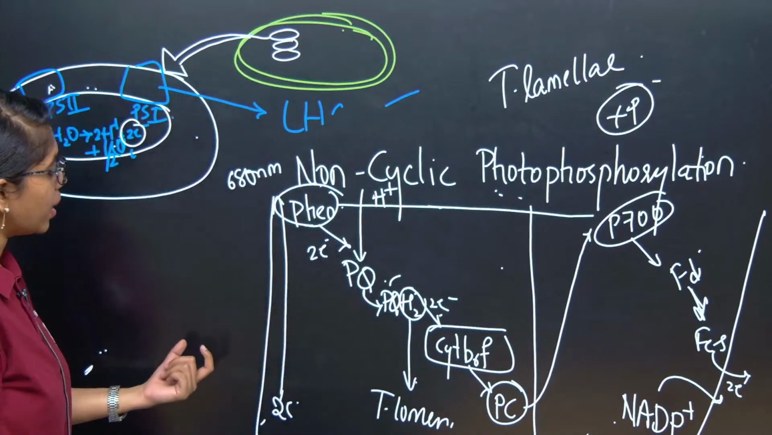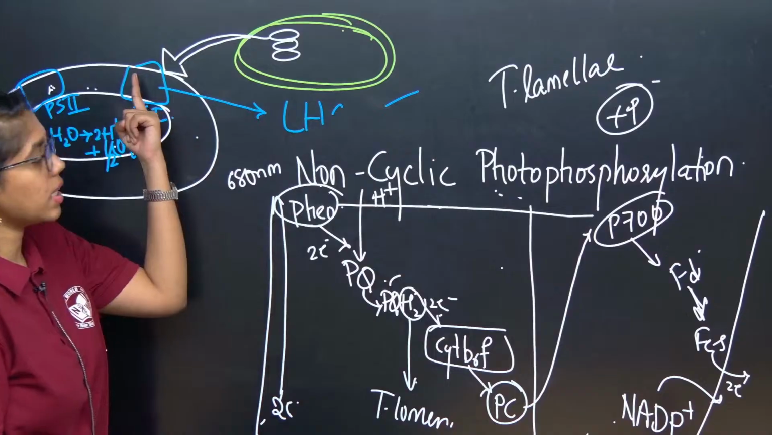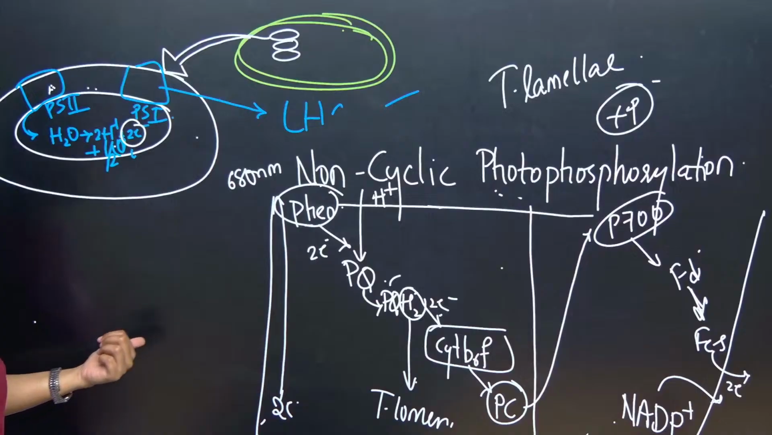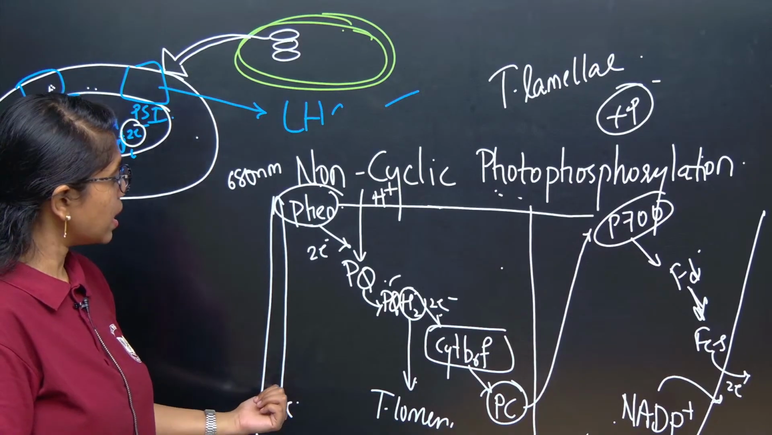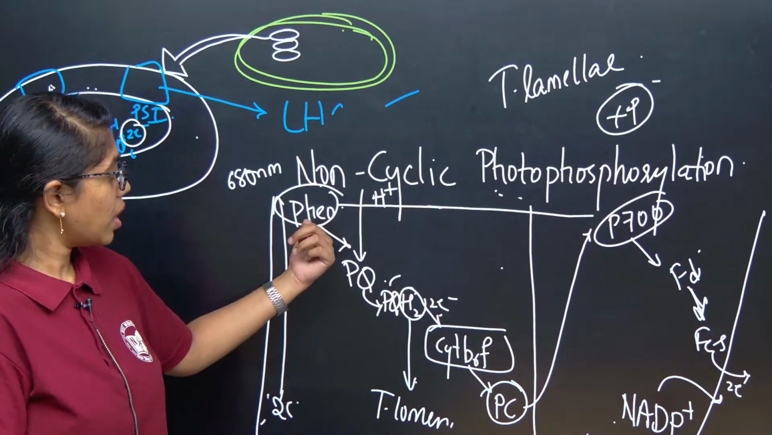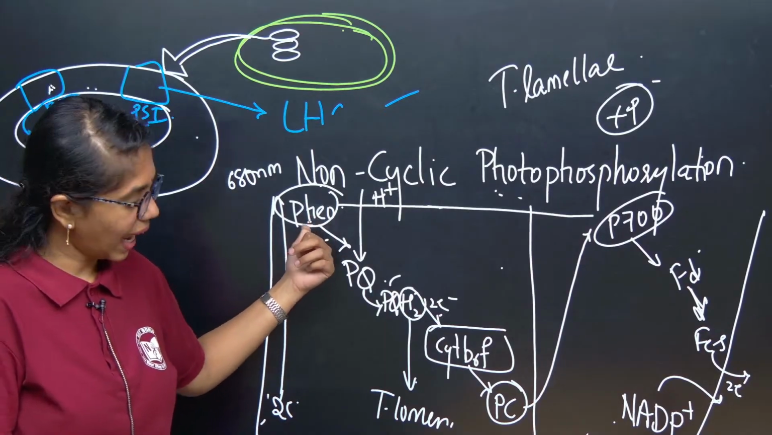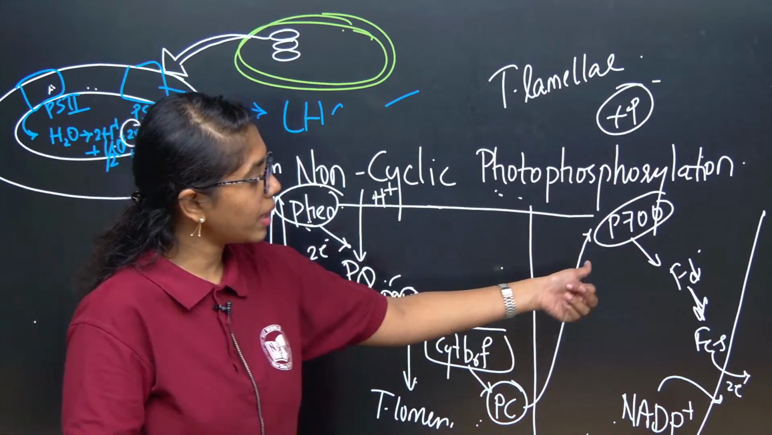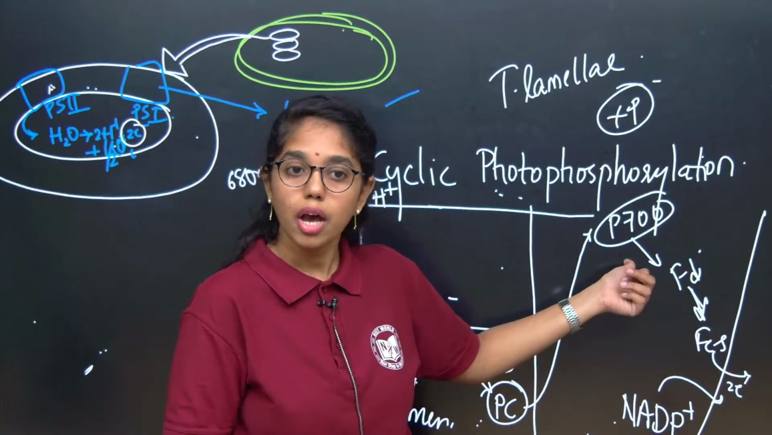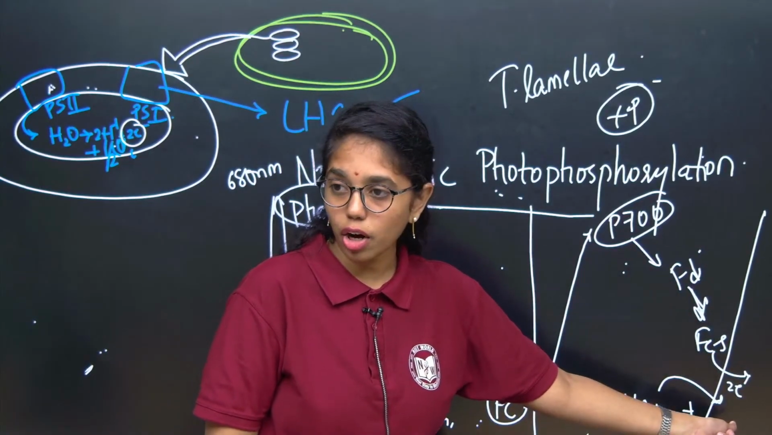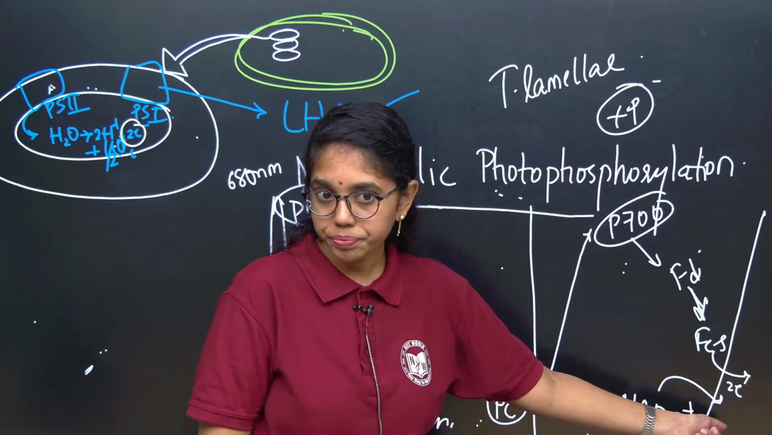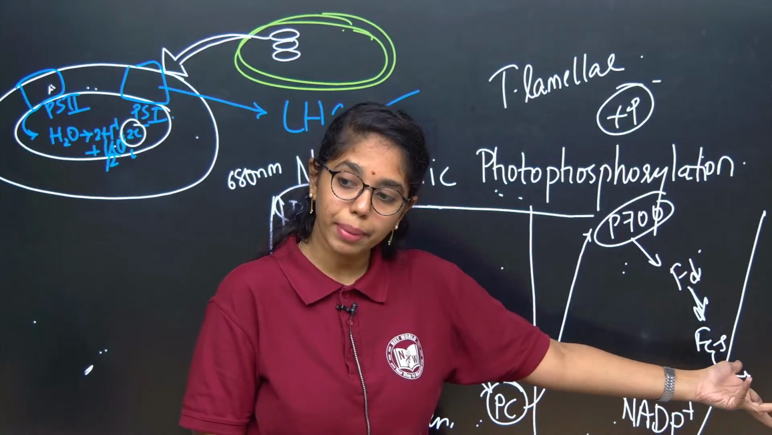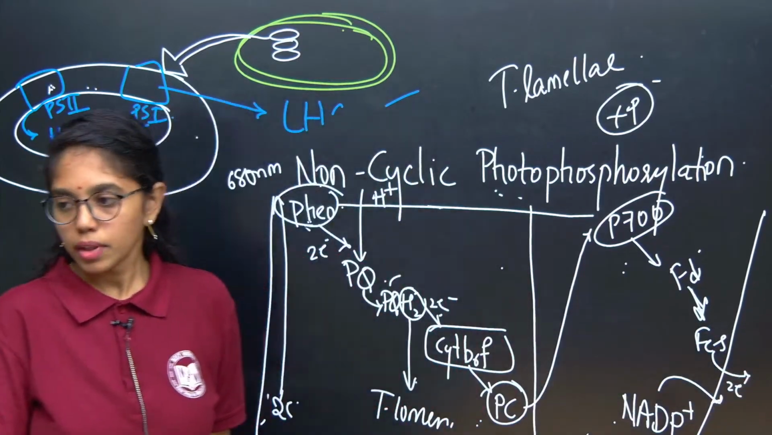So, if you observe clearly, this entire process takes place in the thylakoid lamellae itself, in both the photosystems. In photosystem 2, the first electron acceptor is pheophytin, the last electron acceptor of photosystem 2 is plastocyanin, and the primary electron acceptor of photosystem 1 is ferredoxin. The ultimate electron acceptor of non-cyclic photophosphorylation is NADP plus. So, where is this NADPH formation happening? Inside the stroma only. Clear in your mind?